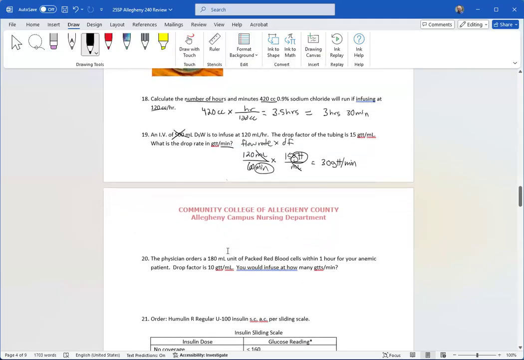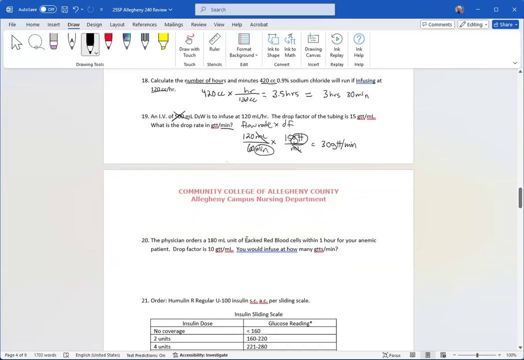And I'm going to do the same thing for the Ringer's lactate question. You have 180 milliliters. Ringer's lactate is supposed to be infused over an hour, so that's the same thing as 60 minutes. So this answer is actually the same as this. It's going to be 30 drops per minute again.